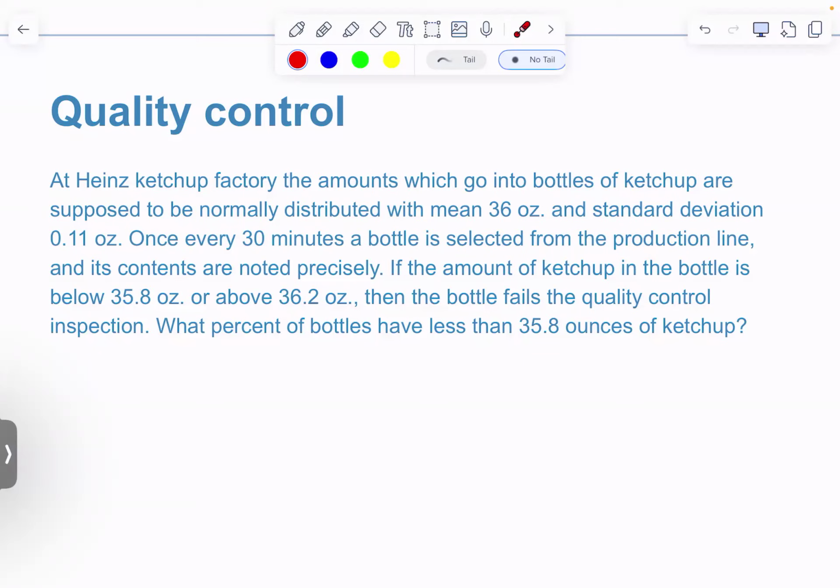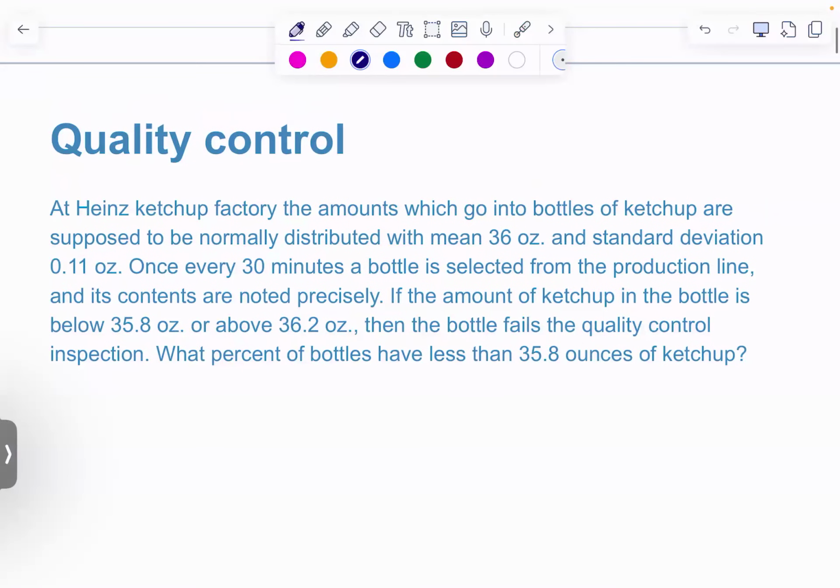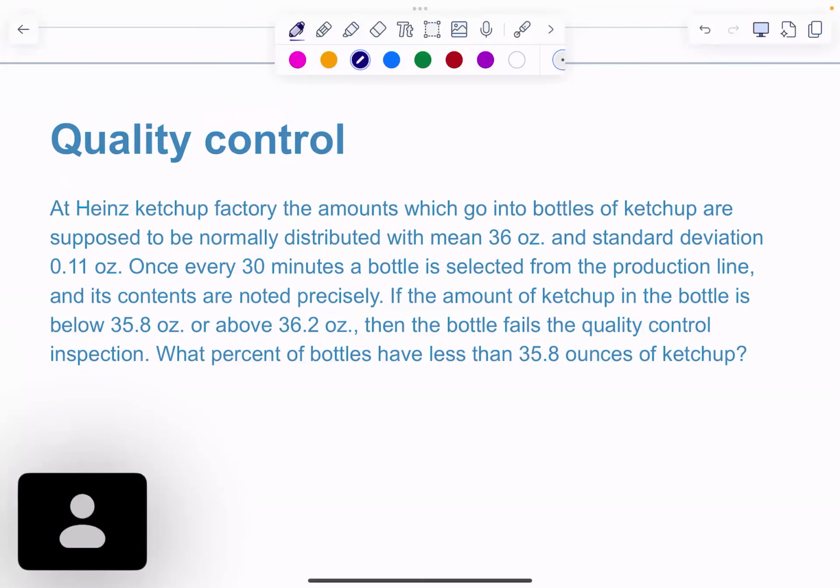And then if you get one that's way lower than the other ones, you would say, hey, that's rude, I'm not buying that one, because I'm paying for a certain amount and this is less. That can happen, but they have quality control to handle that, of course, but it can still happen. But we know that the amount of ketchup in each bottle is going to vary.